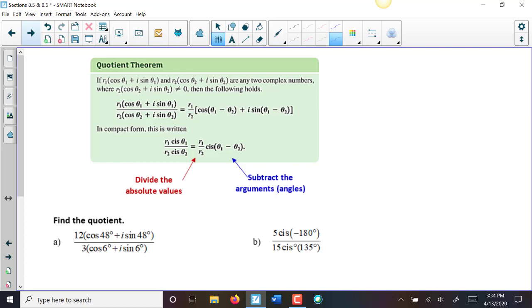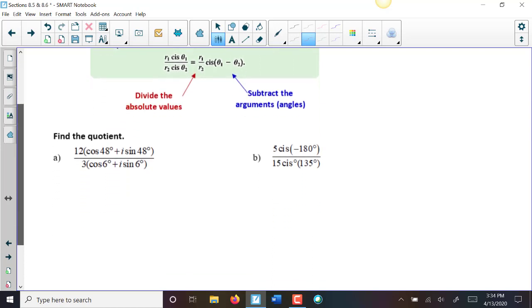Okay, so let's talk about dividing. I'm figuring you can guess what we do. Okay, we divide the r values because we're dividing two complex numbers, and instead of adding the angles, we subtract. So we're going to divide.